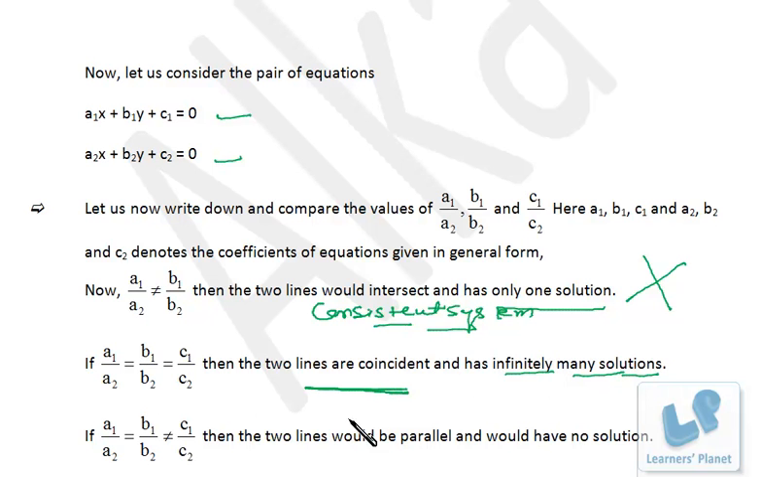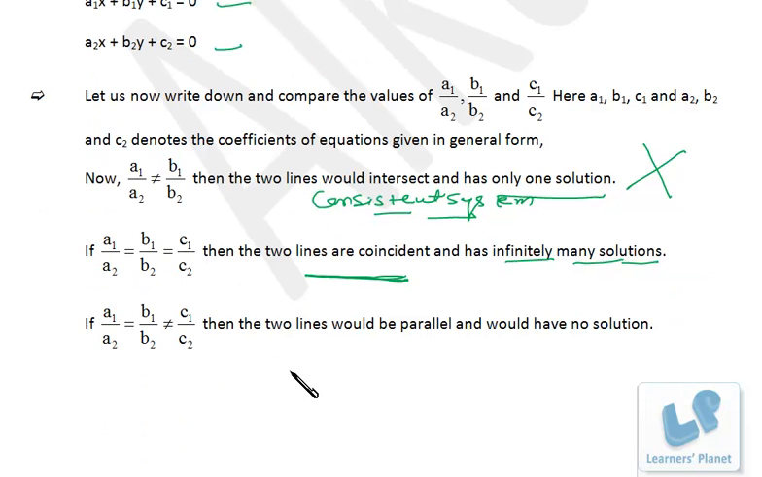And the third case is when the two lines are parallel. In this case, the system is called inconsistent. And if you look at the coefficients, a1 by a2 is equal to b1 by b2 but not equal to c1 by c2. So these are the three cases for two lines. And I'll give you one or two examples also.